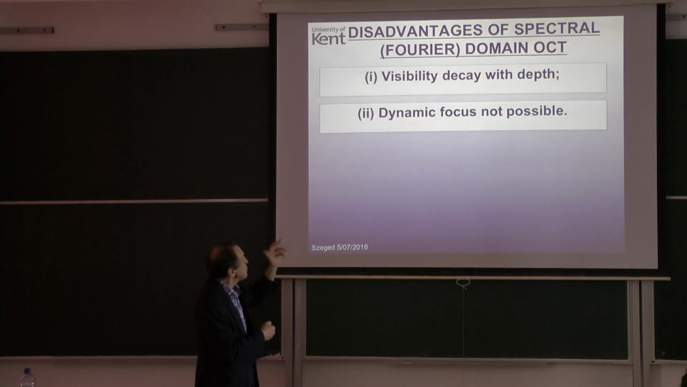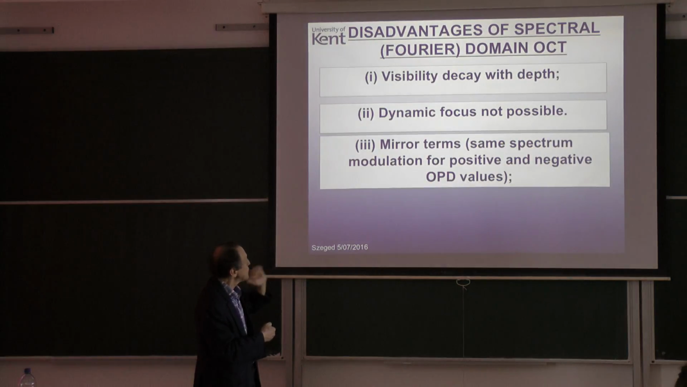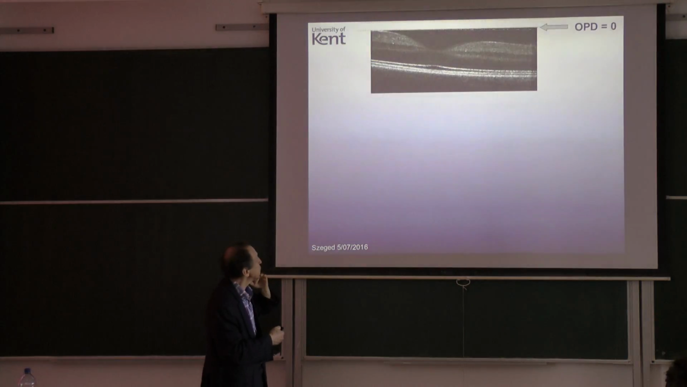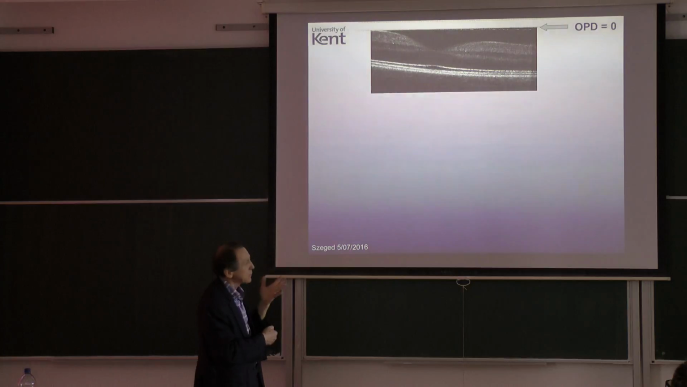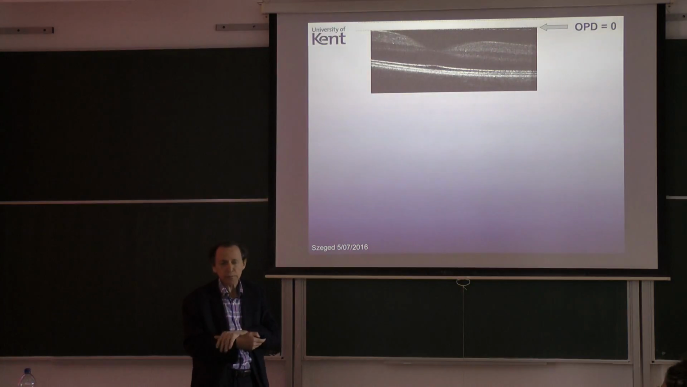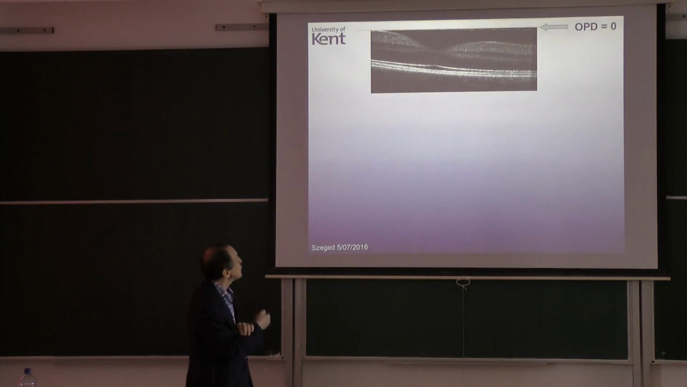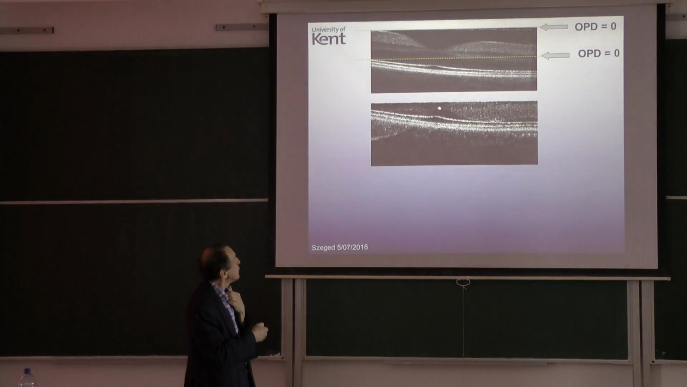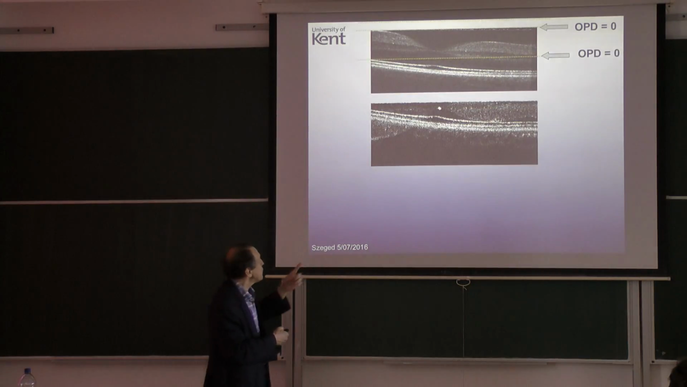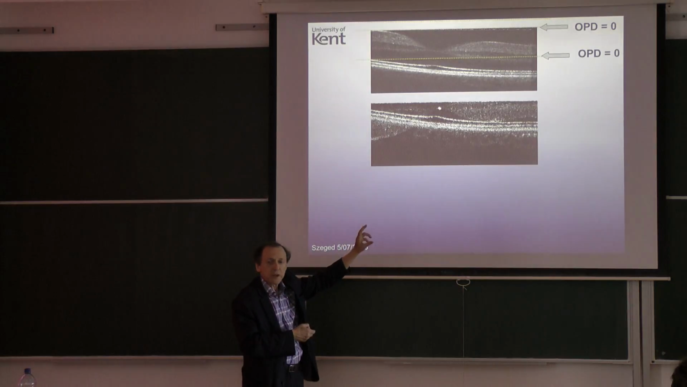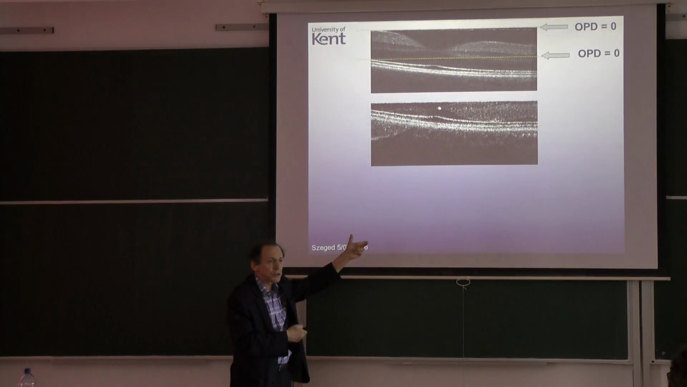So I've been through visibility decay. I mentioned the dynamic focus, and there is another one which is called mirror terms. So what is mirror terms? Everyone touching an OCT system, spectrometer based or tuning laser based, will have this problem. You look at the patient, that's the scan there, and if the patient moved closer to the system, now what you see is an image being flipped and superposed on the original.